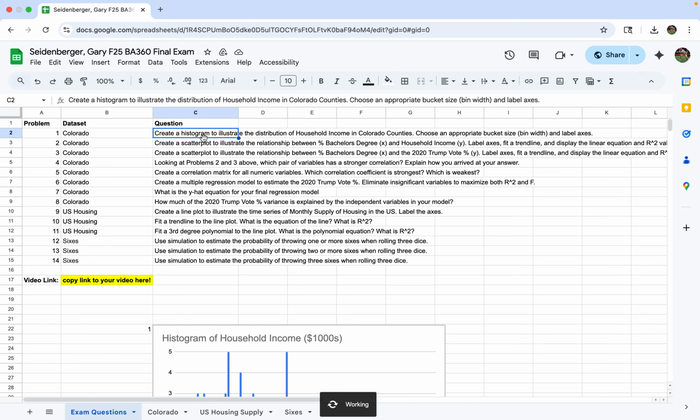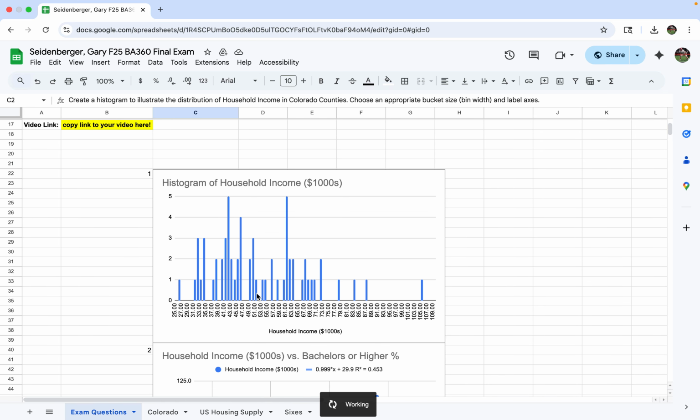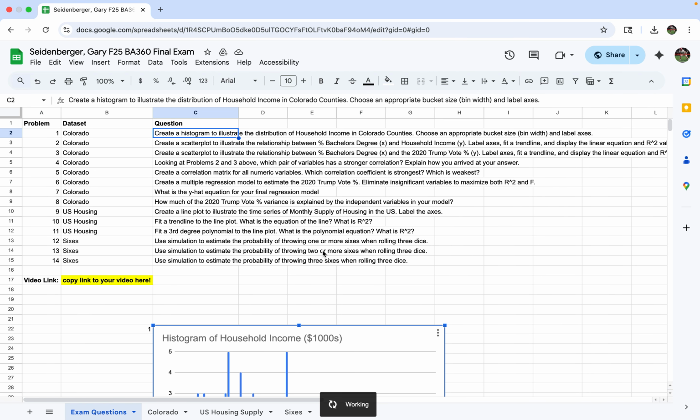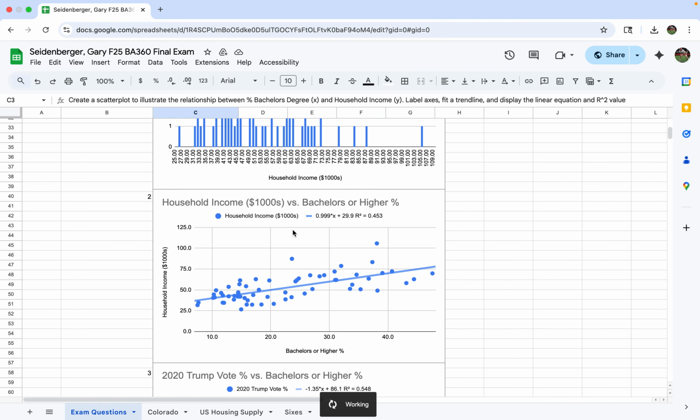Question number 1. I created this histogram and I changed the bucket size to smaller just so I can show all of the data, including this outlier. For number 2, I created the scatter plot and I added a trend line. Also added the equation up here with the y-hat equation and the r-squared value right here.